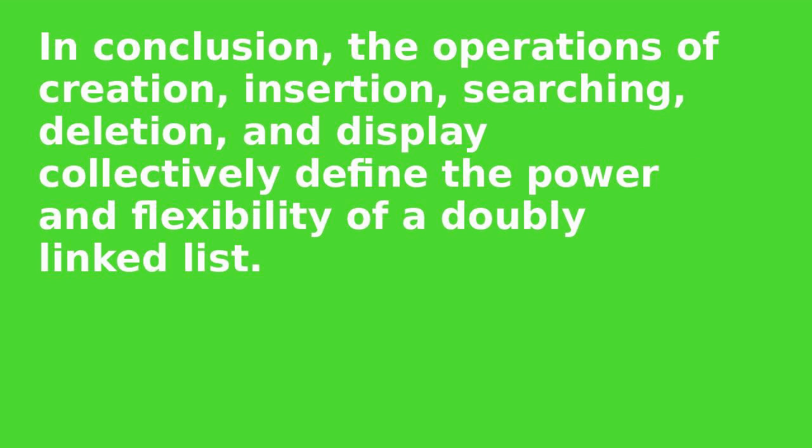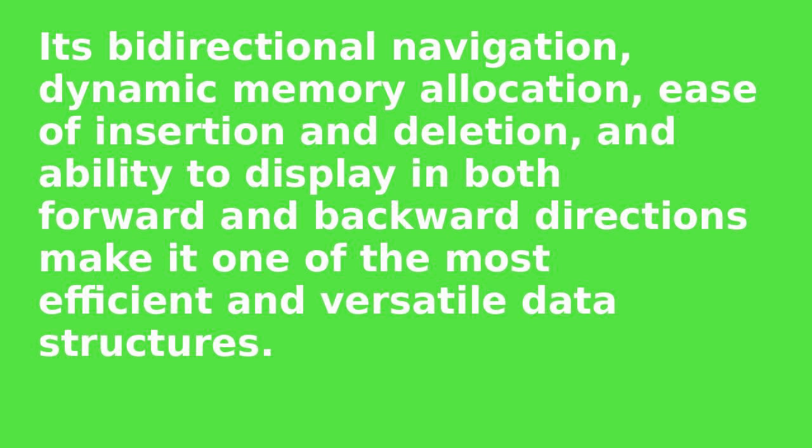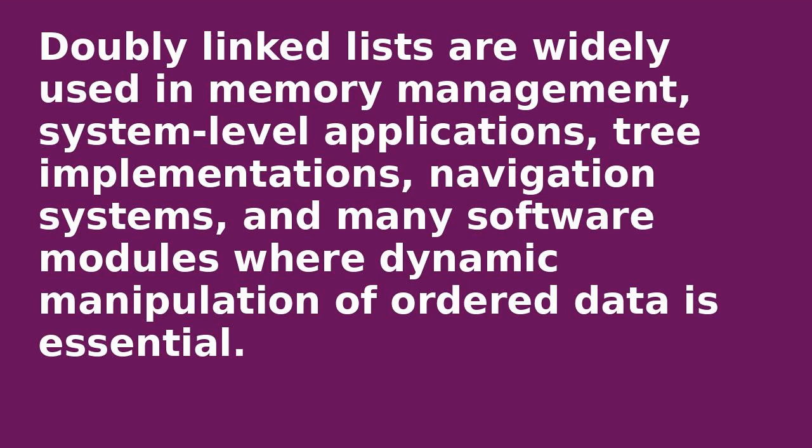insertion, searching, deletion, and display collectively define the power and flexibility of a doubly linked list. Its bidirectional navigation, dynamic memory allocation, ease of insertion and deletion, and ability to display in both forward and backward directions make it one of the most efficient and versatile data structures. Doubly linked lists are widely used in memory management, system-level applications, tree implementations, navigation systems, and many software modules where dynamic manipulation of ordered data is essential.